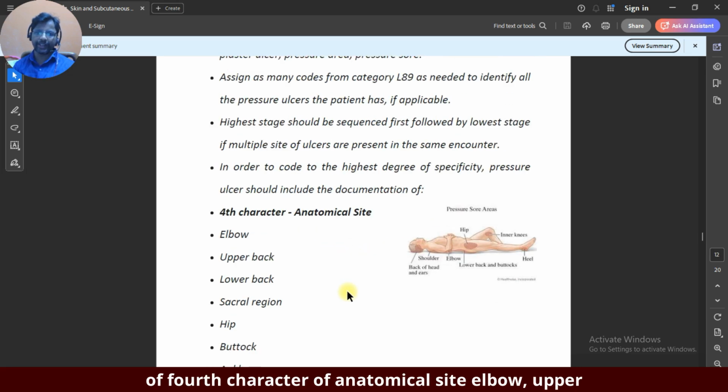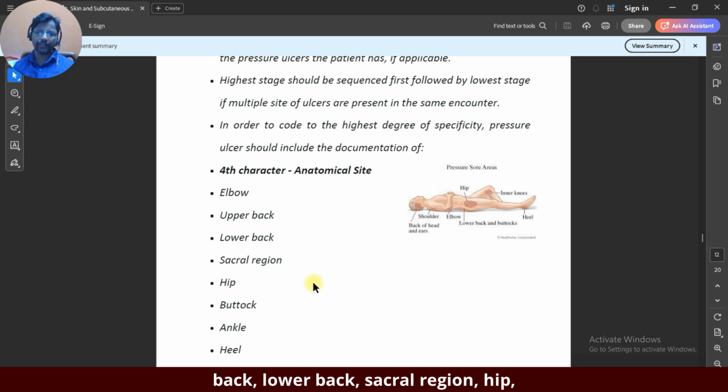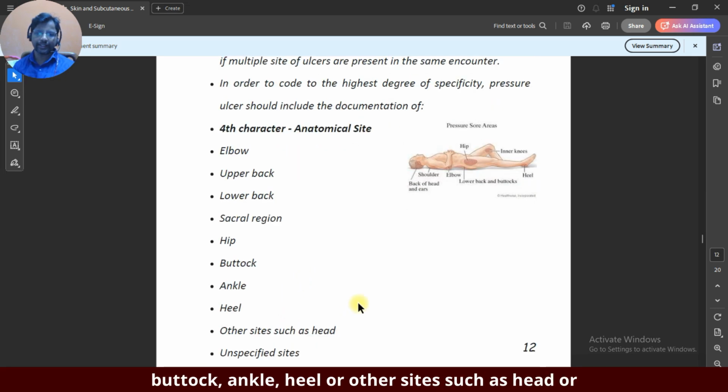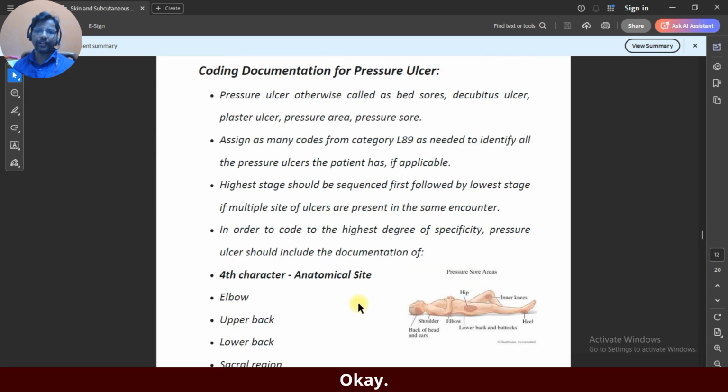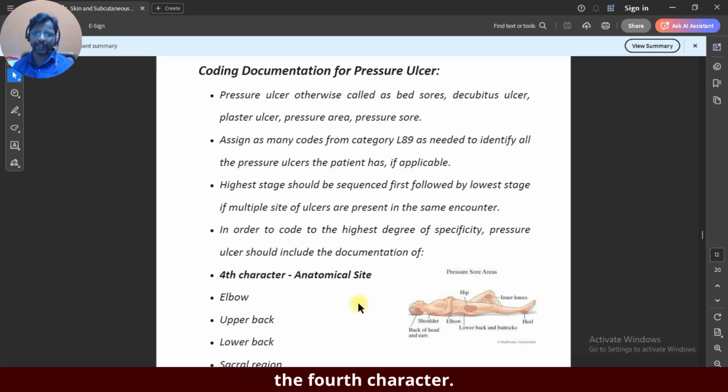In order to code to the highest degree of specificity, pressure ulcer documentation should include the fourth character of the anatomical site: elbow, upper back, lower back, sacral region, hip, buttock, ankle, heel or other sites such as head, or unspecified site. First, whenever you want to code a pressure ulcer, we need to check for the degree or stage. Next we need to check for the location or anatomical site of the pressure ulcer using the fourth character.